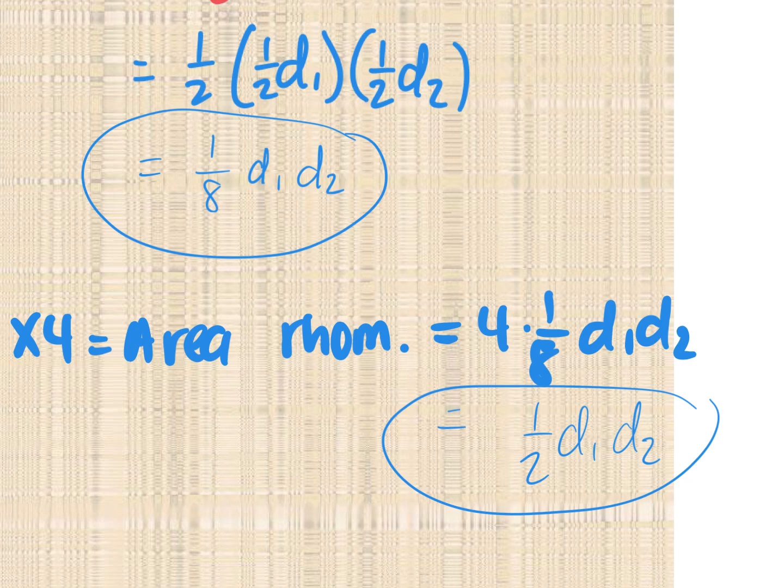Now, you don't have to have this memorized. You don't need to actually know this, but I just want to show you where this formula is coming from. It didn't just poof out of thin air. They separated the figures into right triangles, and they showed that the area of each of the triangles is 1/8 D1 D2, and then they found that if there are 4 of them, then there has to be 1/2 D1 D2 for a rhombus's area formula.